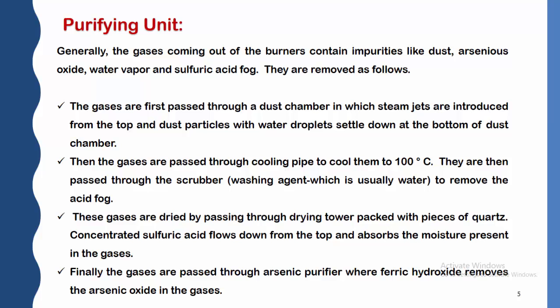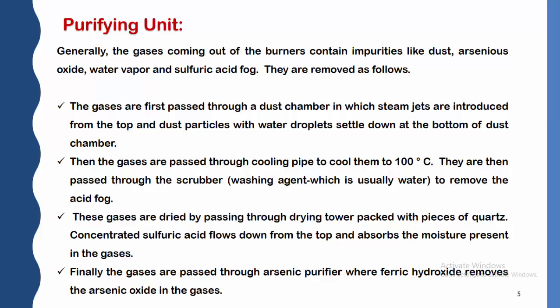In the scrubber, the gases are cooled up to 100 degrees Celsius. Once the gases are cooled, they are passed through the scrubber to remove the acid fog. Once the acid fog is removed, the gases are passed through the drying tower packed with pieces of quartz, where concentrated sulfuric acid flows down from the top and absorbs the moisture present in the gases. It means the gases become free from water, which can be done by the drying tower.